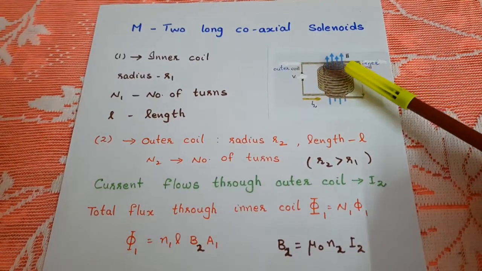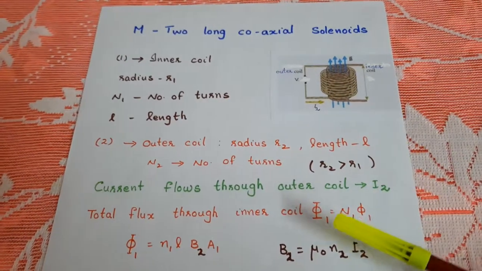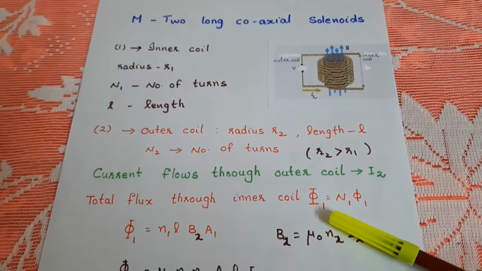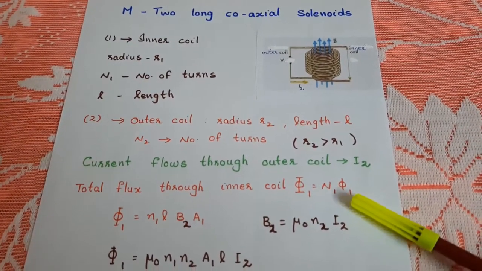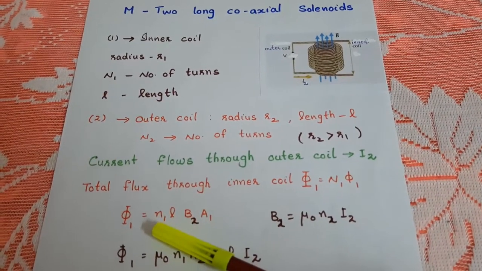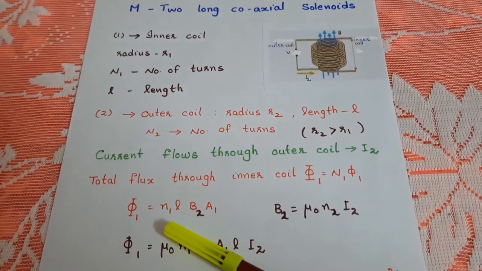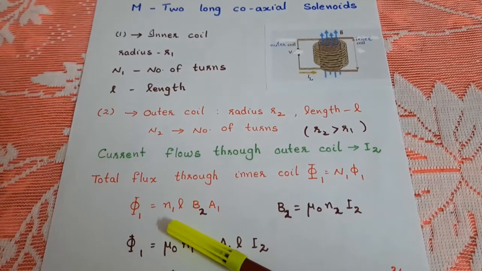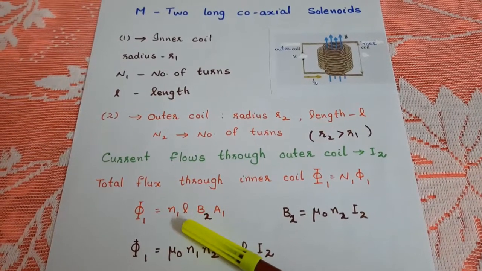The total flux associated with the inner coil phi1 is equal to N1 phi1. But N1 is equal to small n1 into L, where small n1 is the number of turns per meter. So the total number of turns is n1 into L.